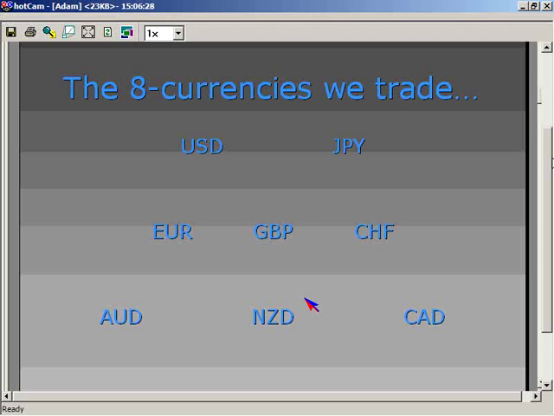Now, the 8 currencies we trade, these are called the G8 currencies. These are the most actively traded currencies. The dollar, the Japanese yen, the euro, the pound, the Swiss franc, the Australian dollar, New Zealand dollar, and Canadian dollar.